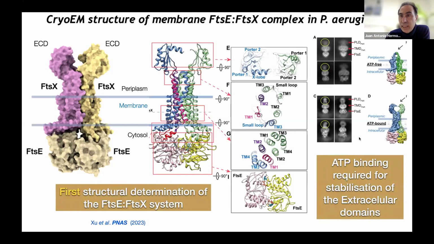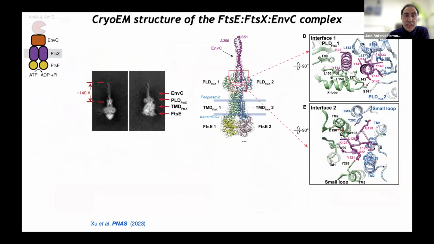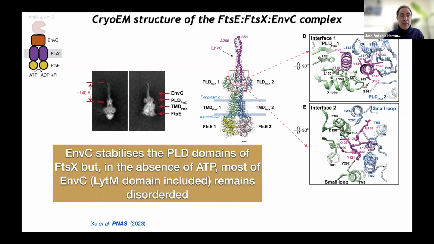Interestingly, we have seen that in the absence of ATP, the extracellular domains of FTSX that are indicated here were extremely mobile, while in the presence of ATP, there is a further stabilization of these extracellular elements. Moreover, we included EnvC, the pedestal protein, in this complex, and we can see how the coiled coil of EnvC here in magenta is recognized by the extracellular domains of FTSX. But in the absence of ATP, most of the EnvC protein, comprising the LytM domain, remains completely disordered. There was no structural information for this domain.